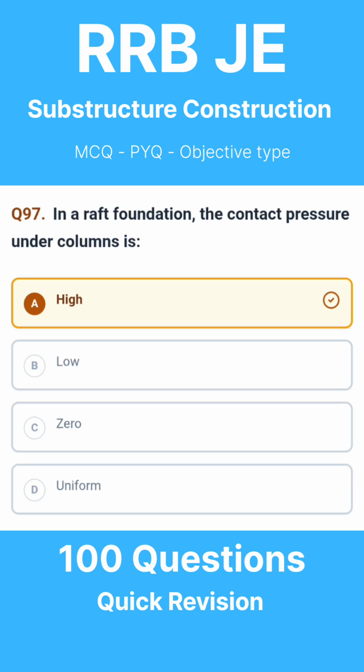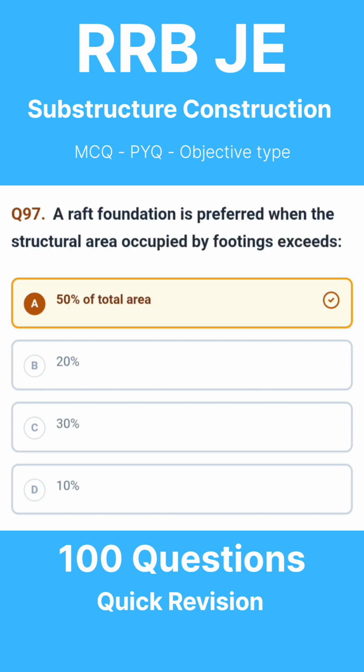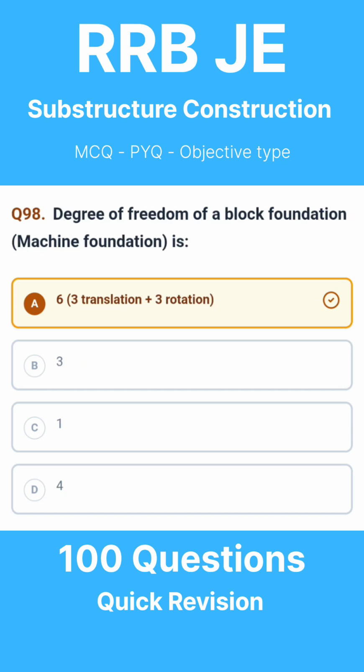Question 97. In a raft foundation, the contact pressure under columns is. The correct answer is high. Question 97. A raft foundation is preferred when the area occupied by footings exceeds. The correct answer is 50% of total area. Question 98. Degrees of freedom of a block foundation, machine foundation, is. The correct answer is 6: 3 translation plus 3 rotation.